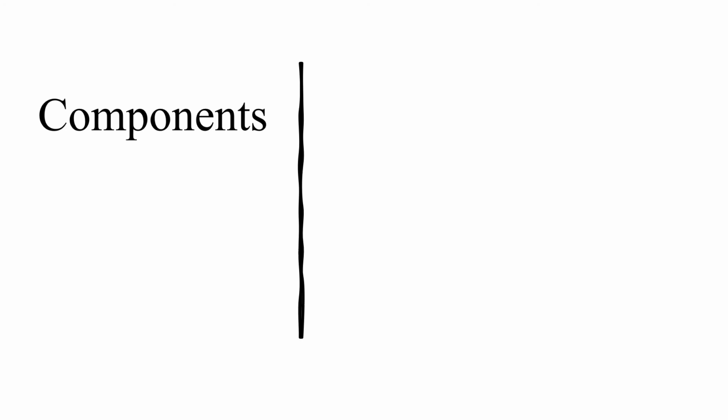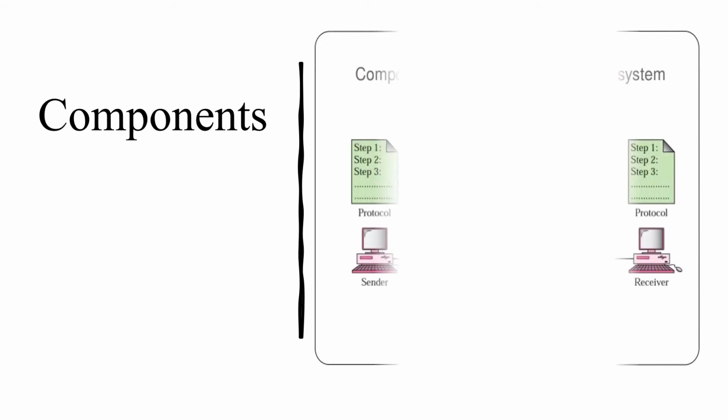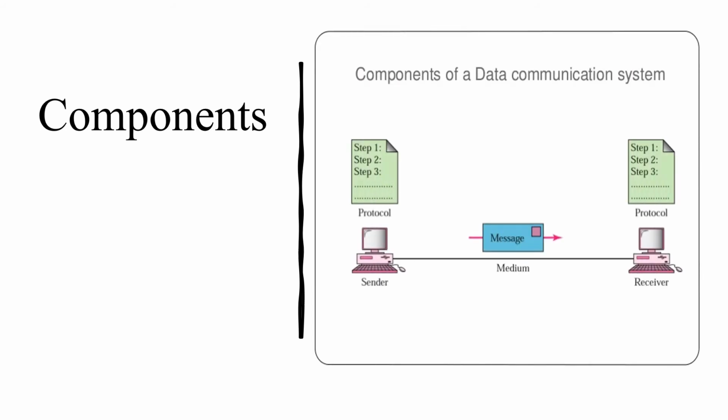Now let us discuss the components. A data communication system has 5 components. The first one is the message. The message is the information or data to be communicated. Popular forms of information include text, numbers, pictures, audio and video. The next one is the sender. The sender is a device that sends the data message. It can be a computer, a workstation, a telephone handset, a video camera and so on.